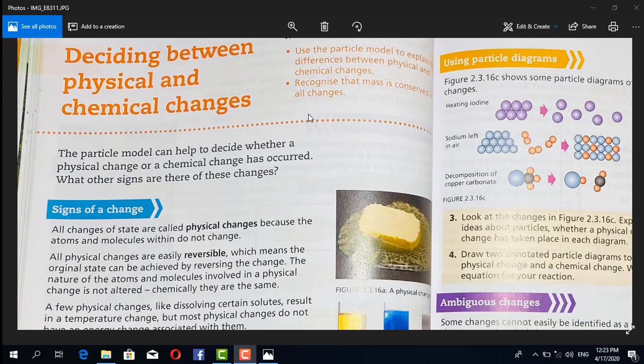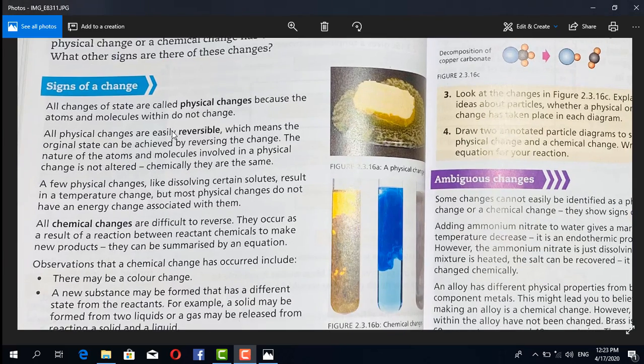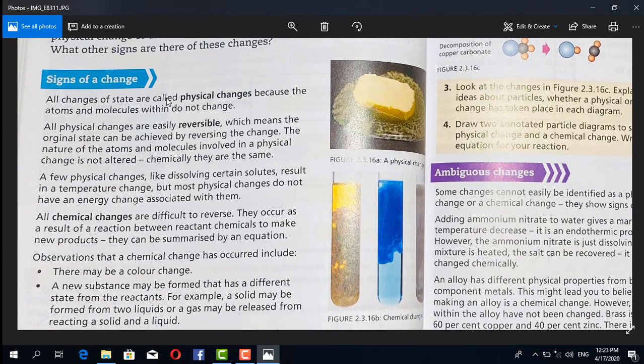So the physical change here is all about changing the original state, and it can be reversed, and also the atoms and molecules inside of it won't change. Let's check over here the signs of a physical change. All changes of state are called physical change. That means you've got the states of matter, the liquid, the gas, the solid. All those processes are considered to be a physical change, because the atoms and molecules within don't change. And all physical changes are reversible. That means I can take it back, which means the original state can be achieved by reversing the change.